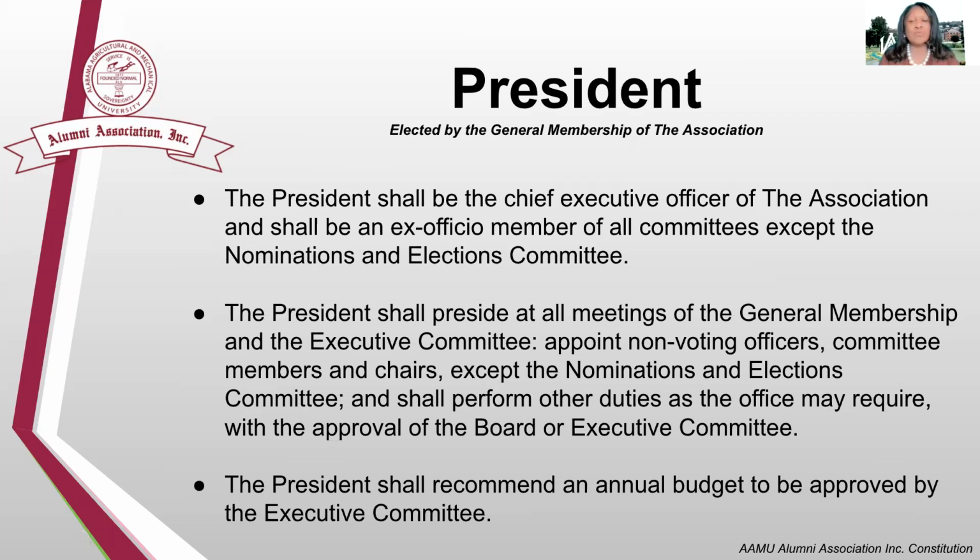The president presides over all general assembly meetings of the general membership, as well as the executive committee. The president appoints non-voting officers, committee members, and chairs, except for the nomination and election committees as stated before. The president shall perform other duties of the office as required with the approval of the board of directors or the executive committee. The president shall also recommend an annual budget to be approved by the executive committee.